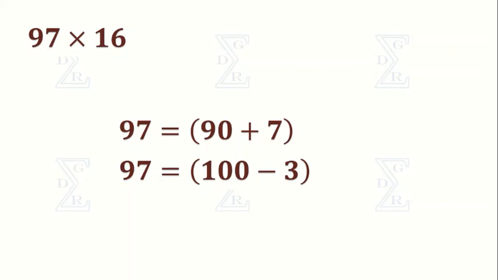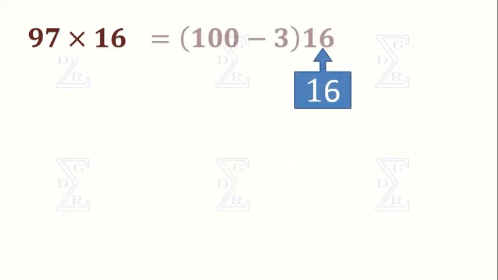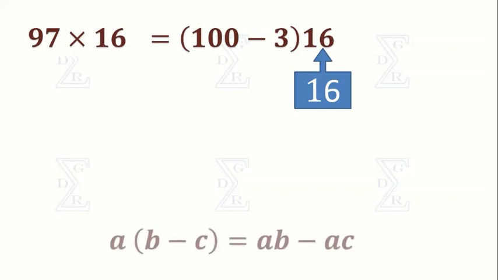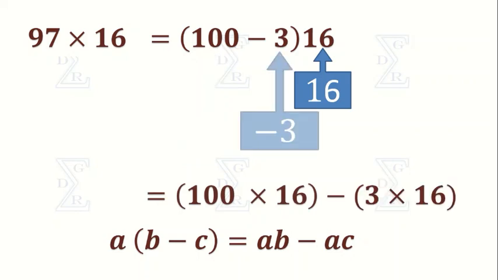In this example, 97 is nearest to 100, but not 90. So, we take 100 minus 3 only. Now 16 is a common multiple of plus 100 and minus 3. According to the formula, we can write it as the product of 100 and 16, minus the product of 3 and 16.